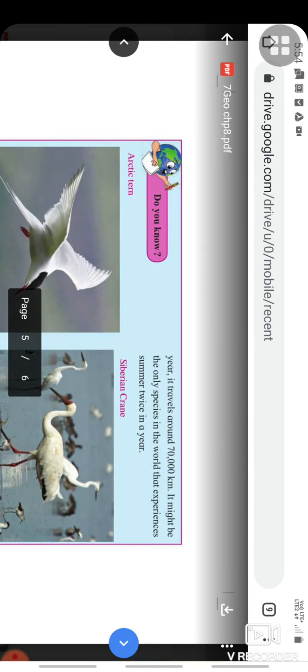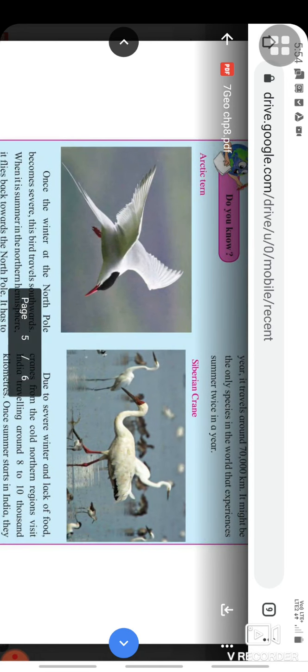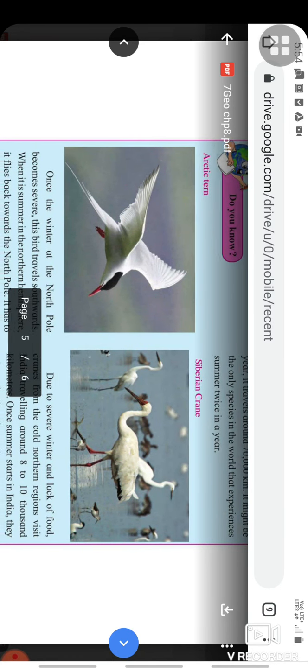And lastly, mention any two countries in the world where one needs woolen clothing in the month of May. Also mention their latitudinal positions. See the two pictures of Arctic tern and Siberian crane.